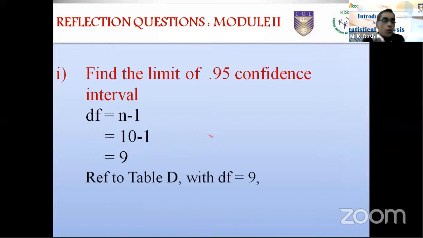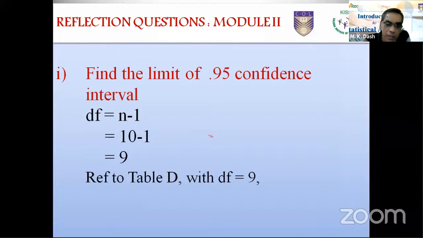Now in this case, we have to refer to the T distribution table. The T distribution table is given, that is the second table, table B. There are two tables given on the resource page. One is table A, another is table B. Table A is for Z value, table B is for T value.